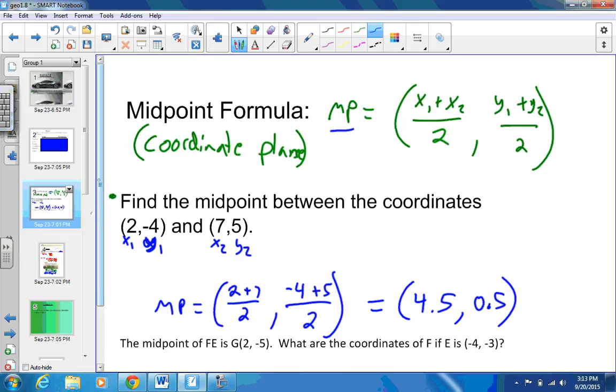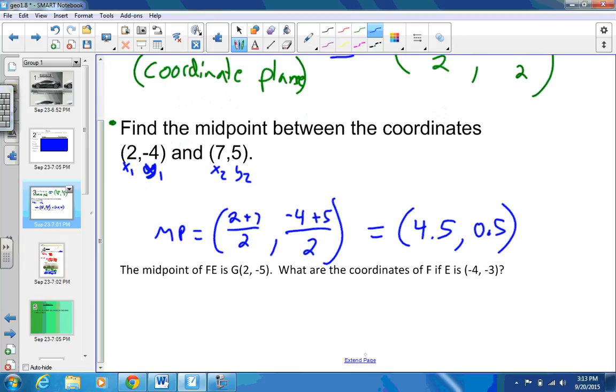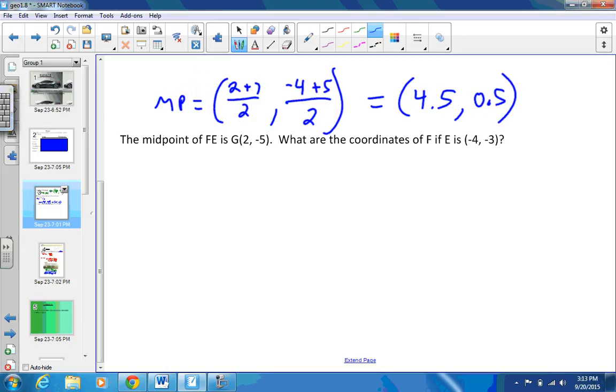And the other type of problem that I gave you with midpoints dealt with if you have the midpoint and one of the endpoints, you want to figure out the other endpoint. So like you're on a graph here, you have this point, and you have the midpoint. You want to figure out maybe what this point is. Okay? So you're still going to use the midpoint formula.